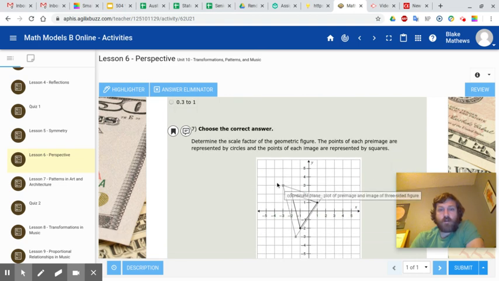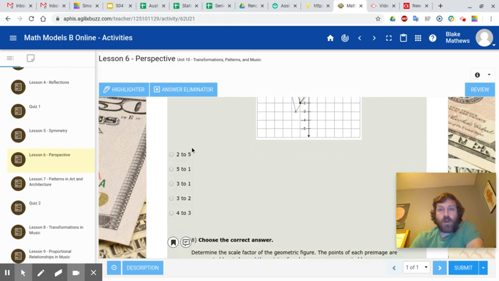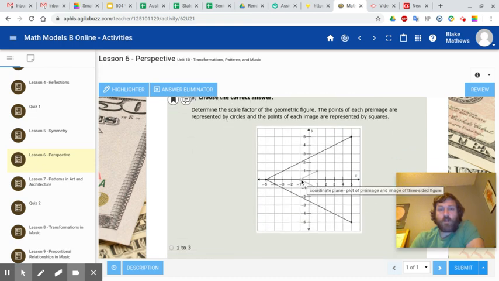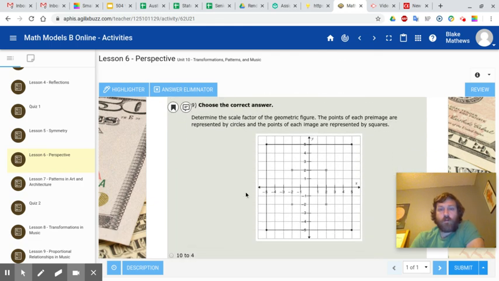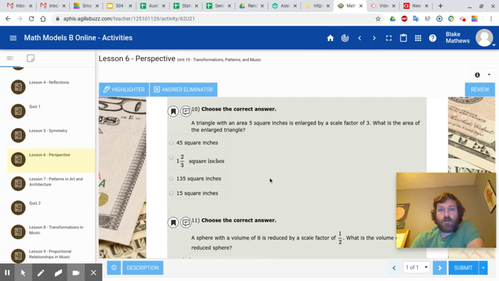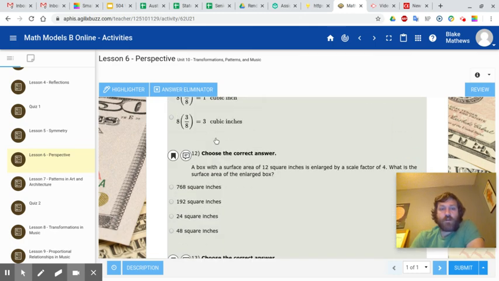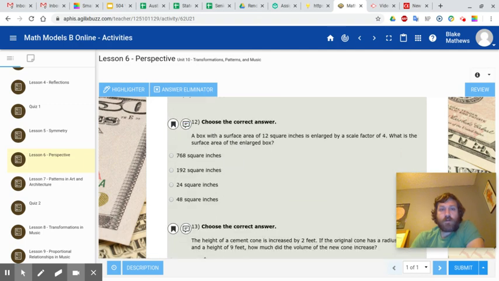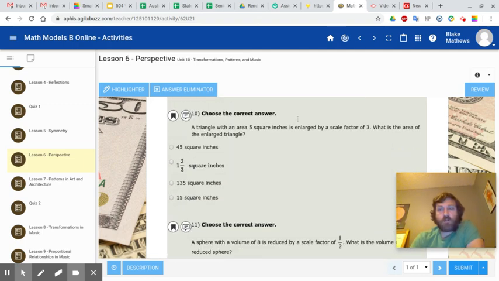Very similar here. How did it change? How did we multiply to get from gray to black? More of the same. I'll let you finish those on your own. And then I'm going to tell you, 10 through 14 can be skipped.